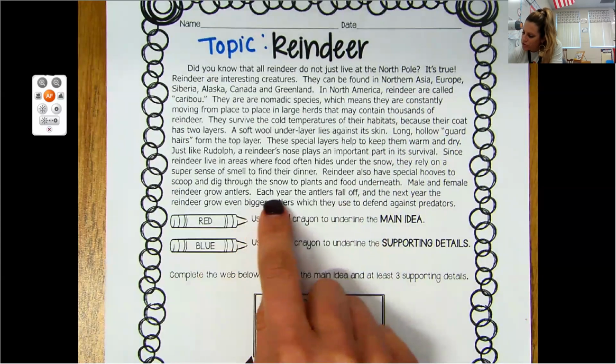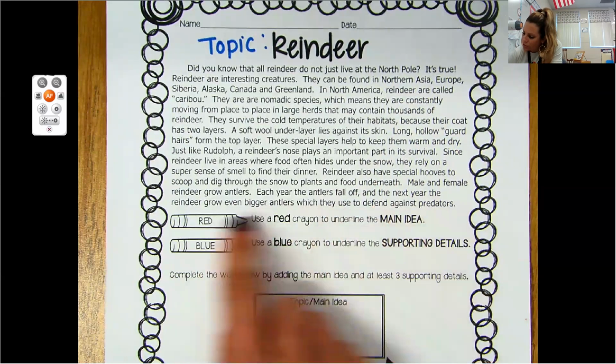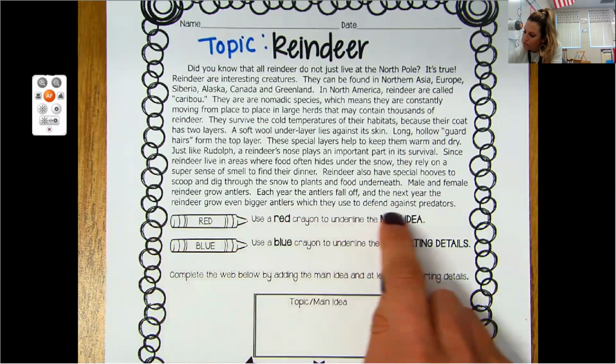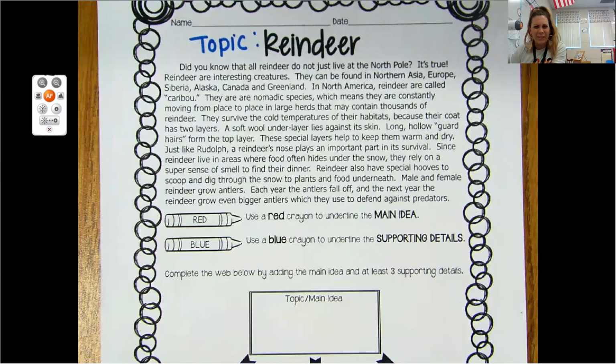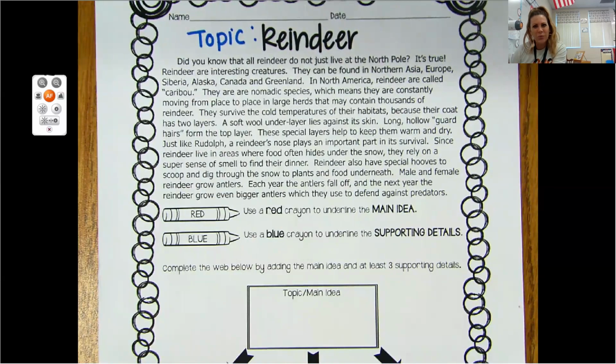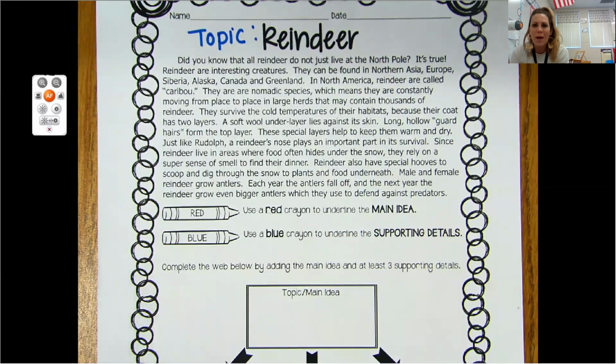The last sentence: each year the antlers fall off and the next year the reindeer grow even bigger antlers. Was this whole passage about their antlers? No. What was this whole passage about? What do you think? There is something we can underline. So let's get our red crayon, marker, or pen. And if you don't have that and you're just using a pencil, that's fine. If you kept reading, there is a sentence pretty close to the first sentence that could count as our main idea. Take a minute and think about it. See if you can find it.